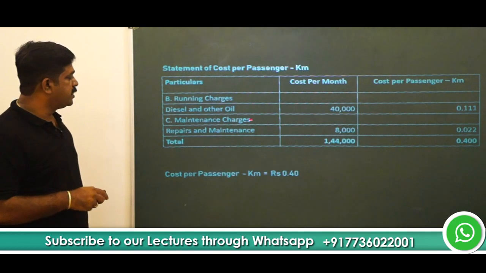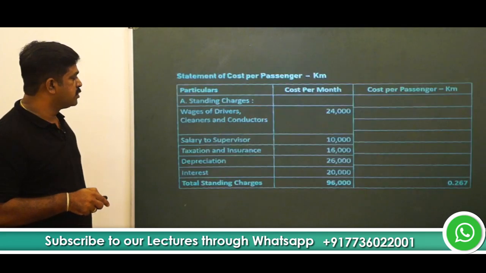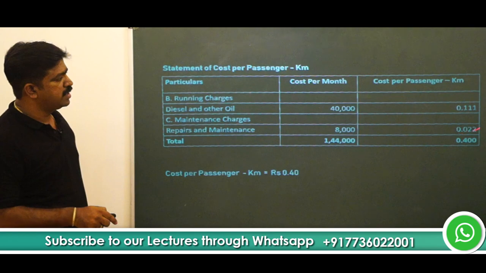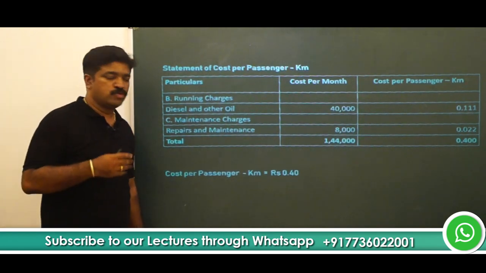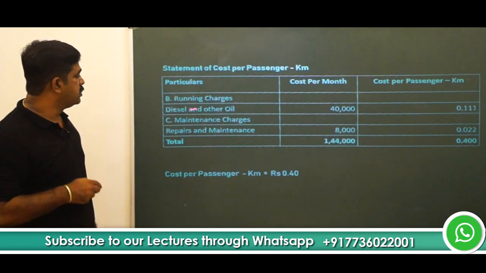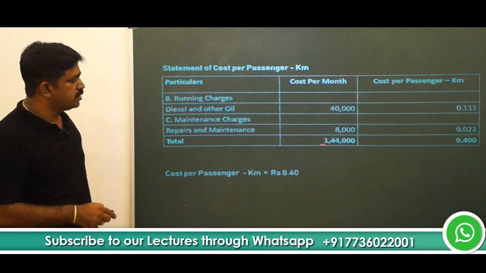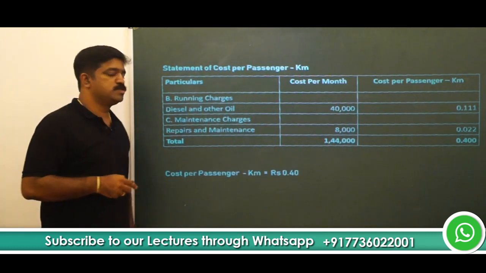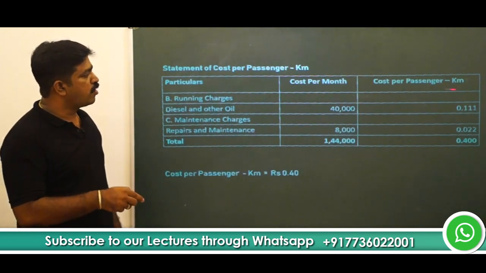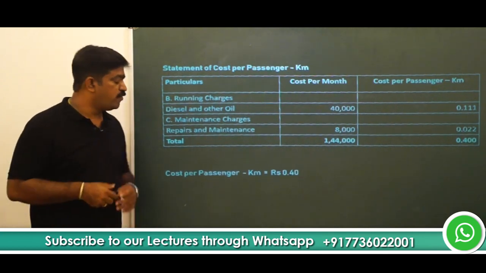Next comes maintenance charges, and we had only one item, repairs and maintenance, of 8,000. So we'll put that here. Maintenance charges, repairs and maintenance 8,000 divided by 3,60,000, you get 0.022. So now we'll add all the three: the standing charges of 96,000, running charges of 40,000, maintenance charges of 8,000. If you add all the three, you get 1,44,000. This 1,44,000 divided by 3,60,000 will give you cost per passenger kilometer. Okay, so the cost per passenger kilometer is 40 paise.